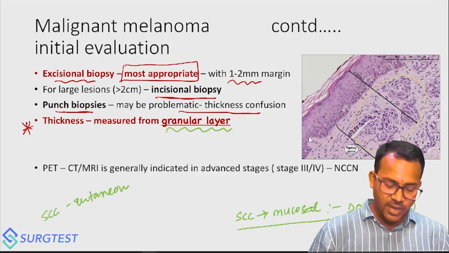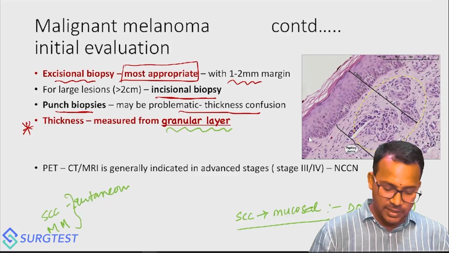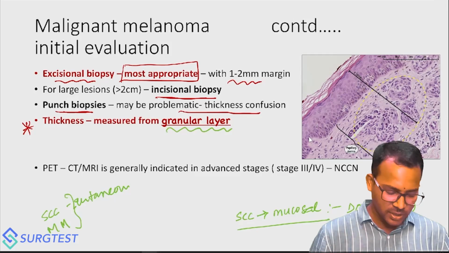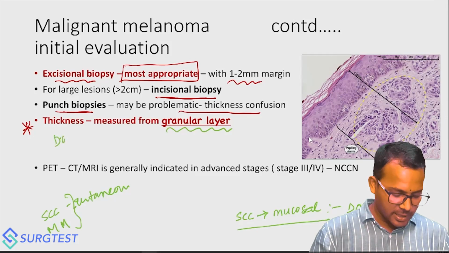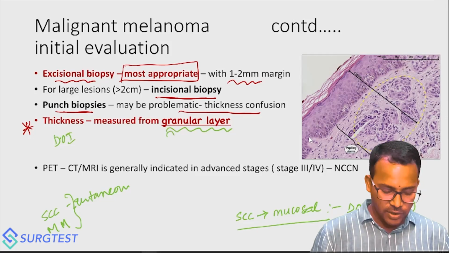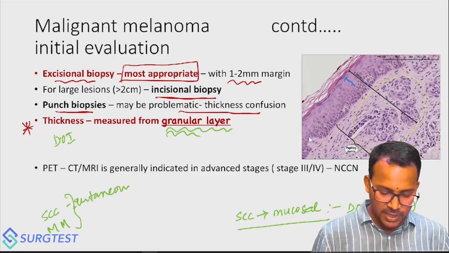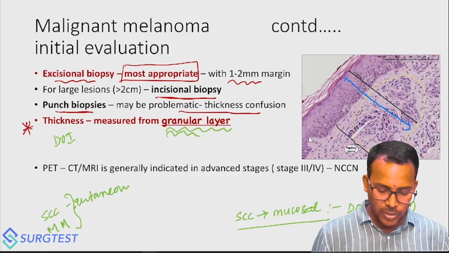the same way, in cutaneous malignant melanoma, all these cutaneous lesions, the thickness or the depth of invasion is measured from the granular layer. You draw what is called a plumb line. This vertical line here is called the plumb line.